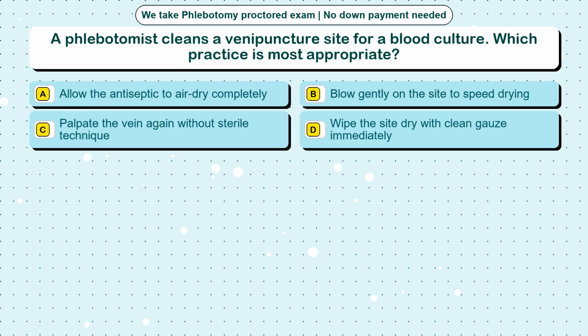Question 59. A phlebotomist cleans a venipuncture site for a blood culture. Which practice is most appropriate? Option A. Allow the antiseptic to air dry completely. Option B. Blow gently on the site to speed drying. Option C. Palpate the vein again without sterile technique. Option D. Wipe the site dry with clean gauze immediately.